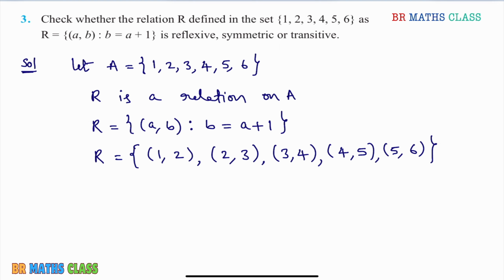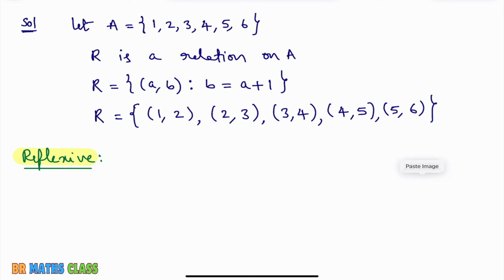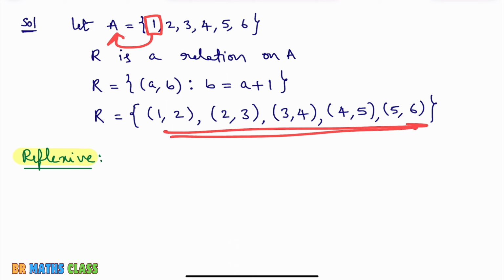How to check the reflexive condition? For any x belonging to set A, if the ordered pair (x, x) belongs to the relation, then we say that the relation is reflexive. Here, I'll take one element from set A. Suppose 1 is in set A. Yes, 1 is in set A. Is the ordered pair (1, 1) in this relation? No. Here, we can conclude that the relation is not reflexive. For 1 belonging to set A, the ordered pair (1, 1) does not belong to the relation. Therefore, the relation R is not reflexive.